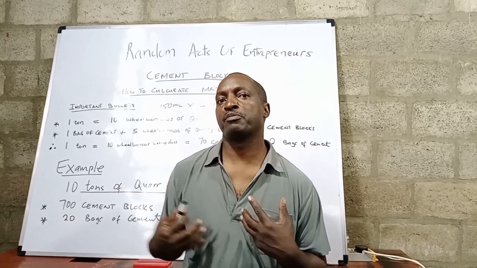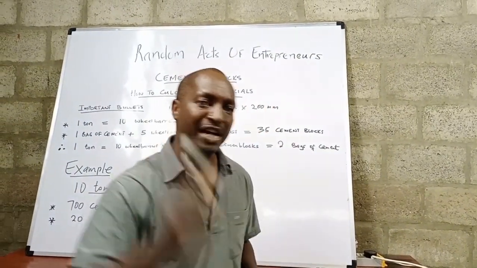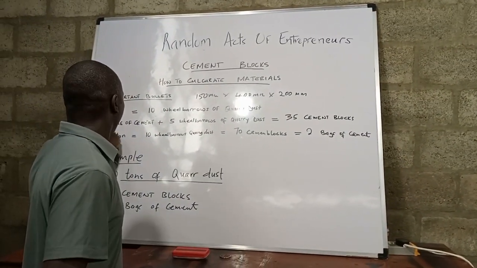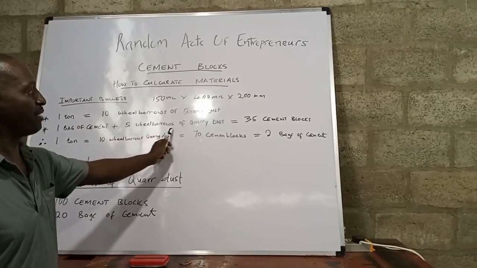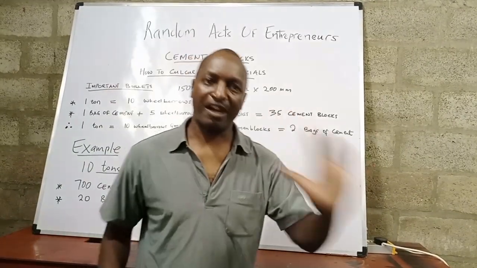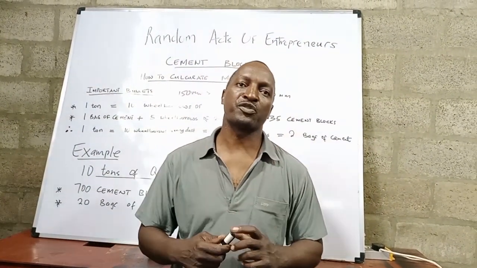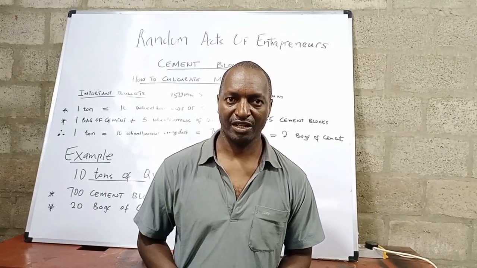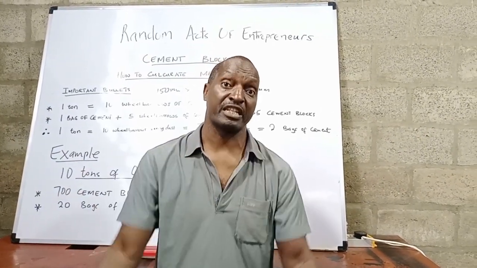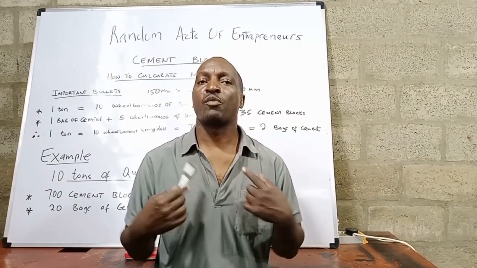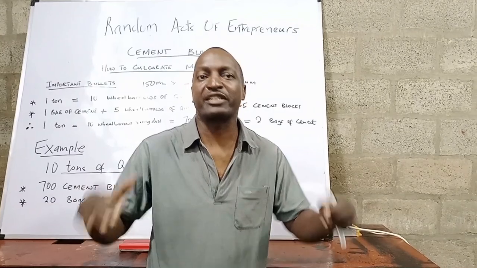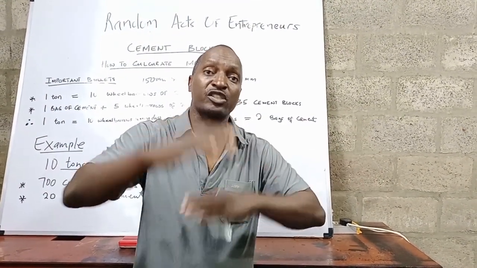Now, when we are making blocks ourselves here in Malawi, the standard that we're using is one bag of cement mixed with five wheelbarrows of quarry dust, which is equal to 35 cement blocks. So with one bag of cement and five wheelbarrows of quarry dust, you are going to produce 35 cement blocks. All right, so you need to understand this. If you are overfilling your wheelbarrow and you're producing more than 35 blocks, then you're compromising the quality of your block. But if it's going to be less than 35, then you are still okay. But you will be getting somewhere close to 35.